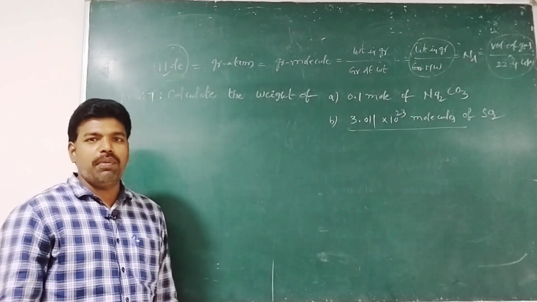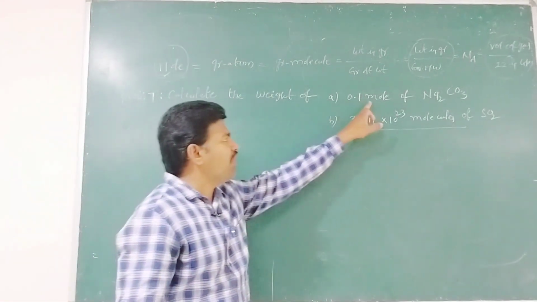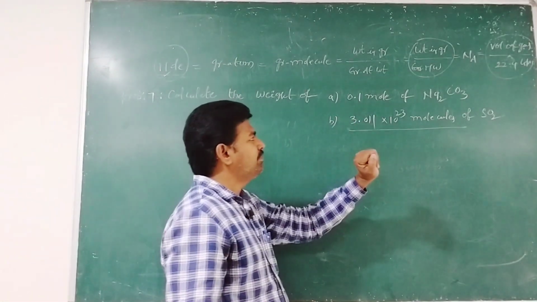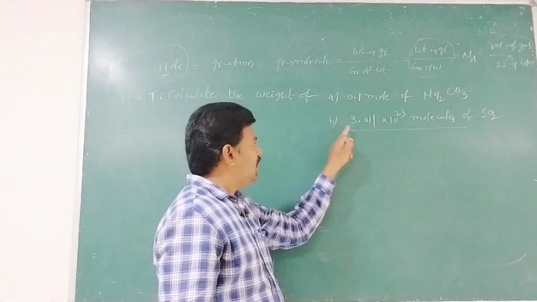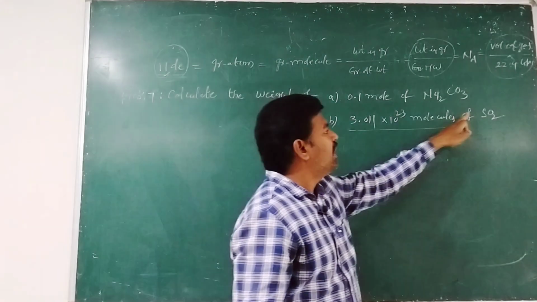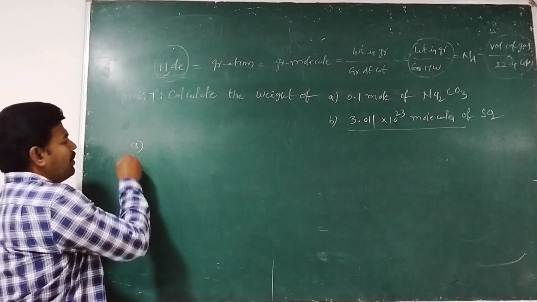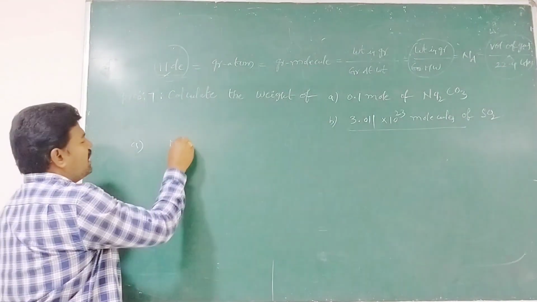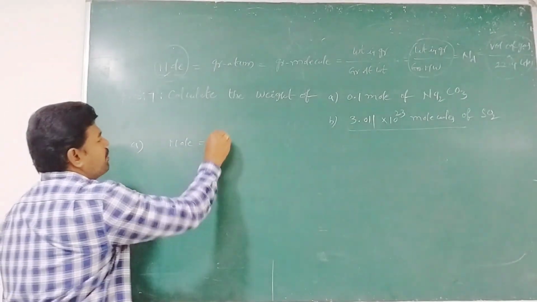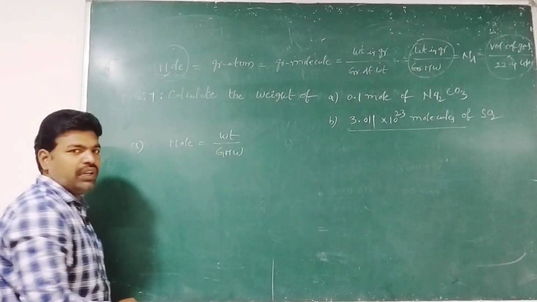Okay, problem 7. Calculate the weight of 0.1 mole of Na2CO3 and 3.011 × 10^23 molecules of SO2. Okay, problem A. We know that mole is equal to weight by gram molecular weight.